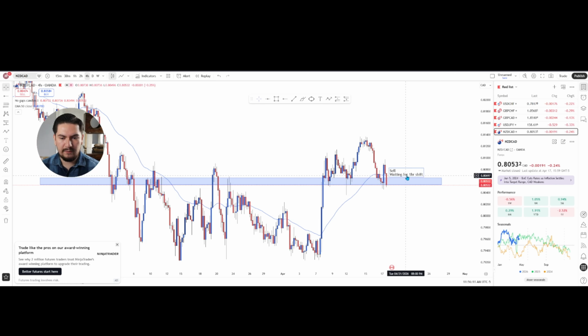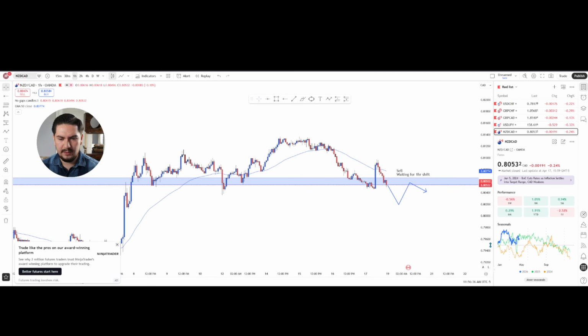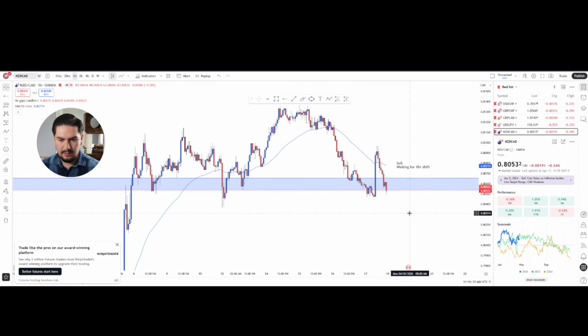And the reason I'm waiting for this 1 hour shift is because the 4 hour has just recently shifted bearish. So what I would want to happen is to have the 4 hour continue selling. And then I'm going to need some sort of a retest to continue selling to the downside. So something that's gonna help with that is the 1 hour. As we could see, the 1 hour is still bullish.